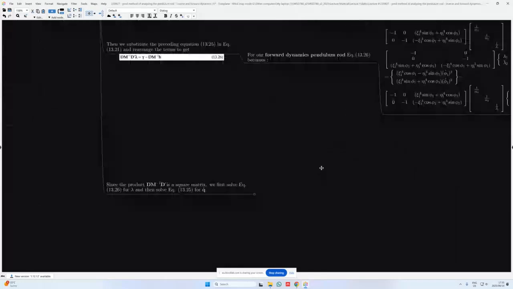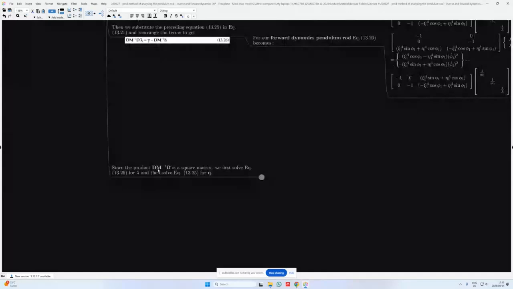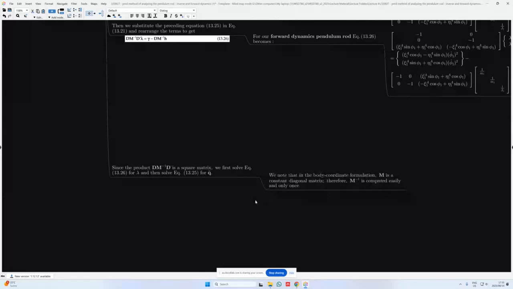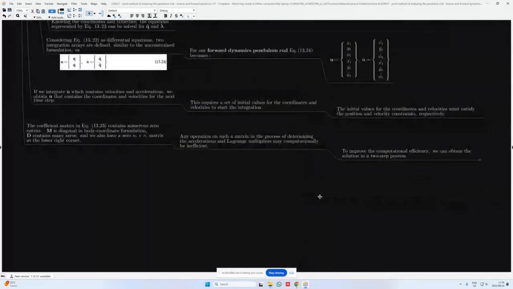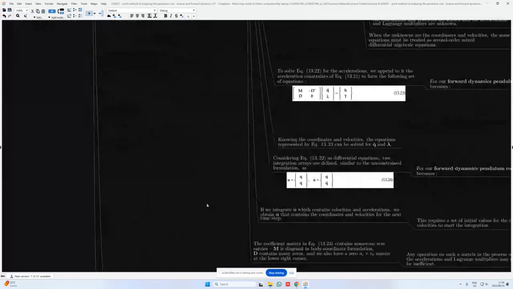Now, since the product of the Jacobian multiplied by the inverse of the mass matrix multiplied by the transpose of the Jacobian matrix is a square matrix, we first solve equation 1326 for lambda and then solve equation 1325 for q double dot. We note that in the body coordinate formulation, the mass matrix is a constant diagonal matrix, and therefore the inverse is computed easily and only once, simply by taking the reciprocal of the masses and the moments of inertia. Okay, so that is the first part, the constrained equations of motion that we now consider.